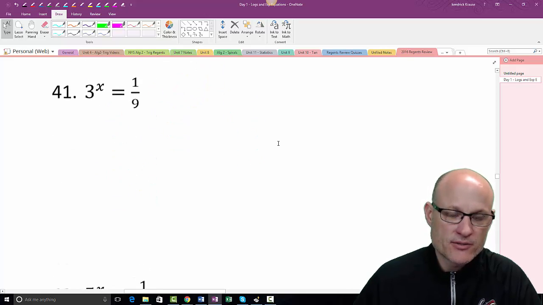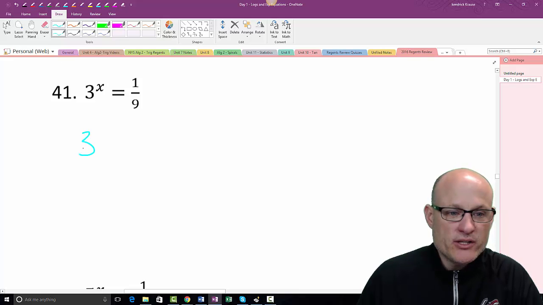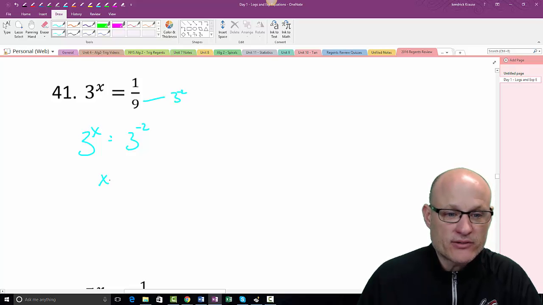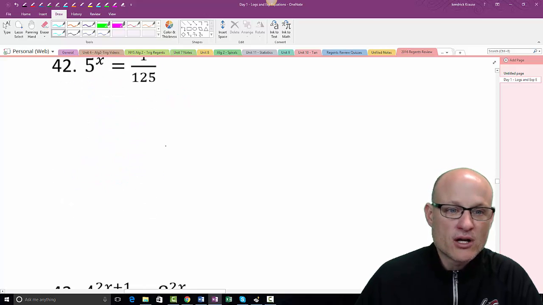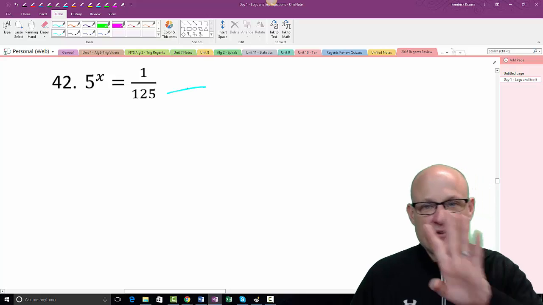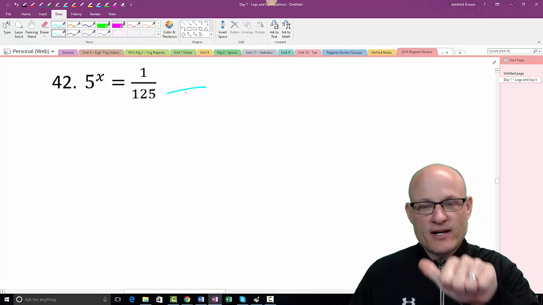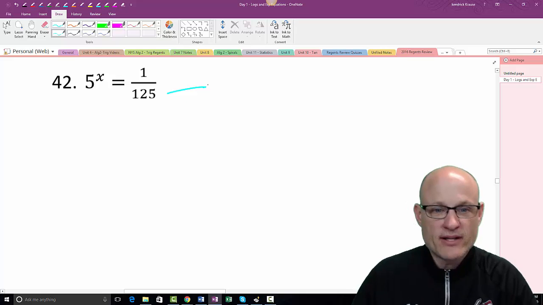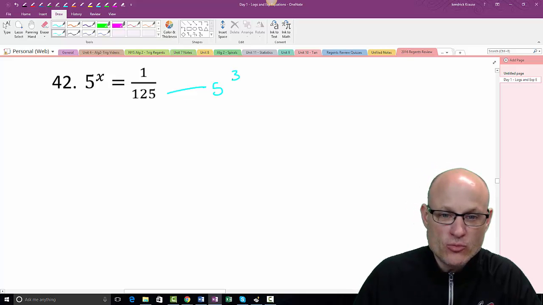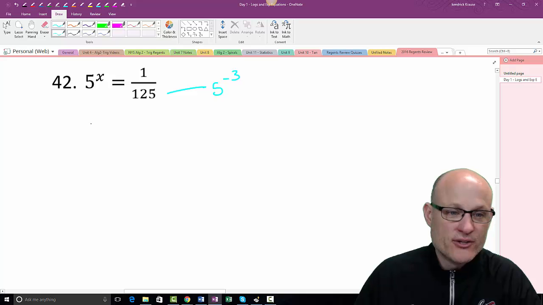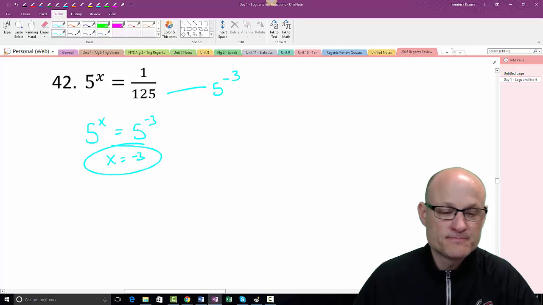Moving on. All right, this one's not bad. This is 3 to the x equals 3 to the negative 2, because this is 3 squared, but it's in the denominator, so it's negative, so x equals negative 2. It works. Sorry, I'm trying to move a little bit quicker. 25, 5 times 5, 25, 125. That's really 5 cubed, but it's in the denominator, so it's negative. So I get 5 to the x equals 5 to the negative 3, so x equals negative 3.